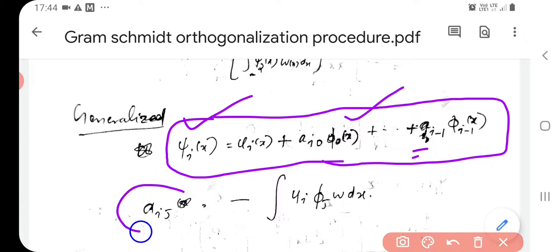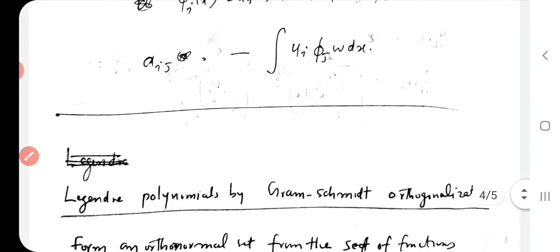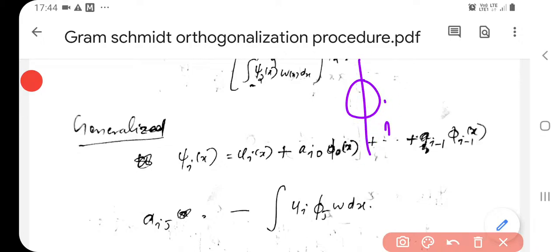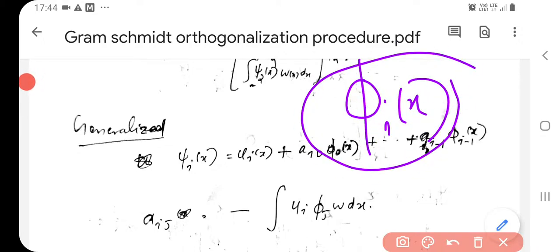Okay, and aij, how do we get aij? It is minus the integral of ui phi j w dx, and appropriate limits will be there. So we get the aij. So we can have the psi i of x, and from psi i of x we can form what? The phi i of x. So this set can be formed.